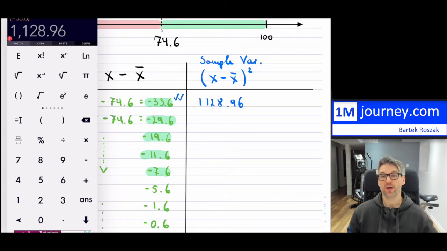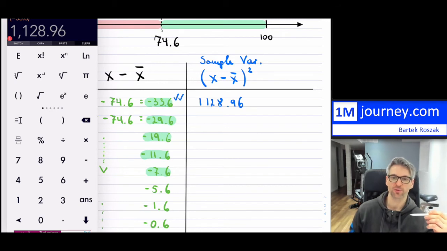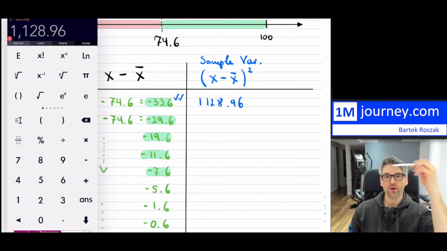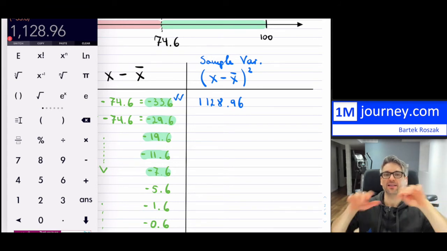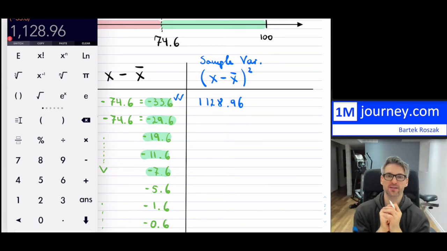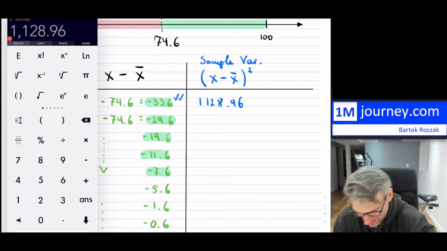Now I'm going to fill out the entire table again in fast forward motion for all the variances for each data point. And then we're going to calculate the overall sample variance, and I'll show you how to do that. So we'll see you in a few moments.